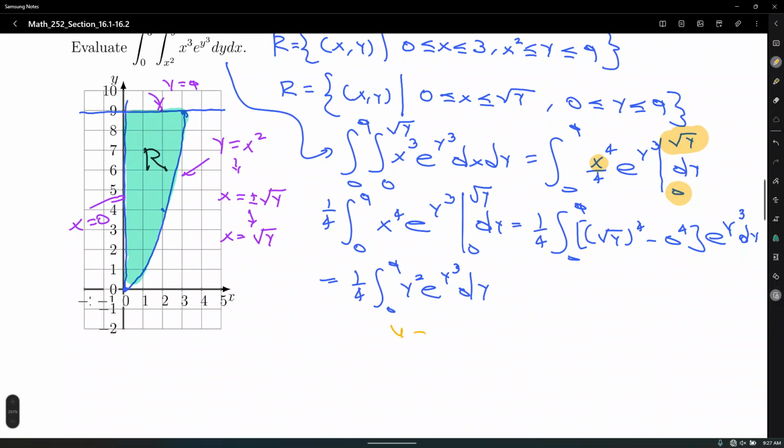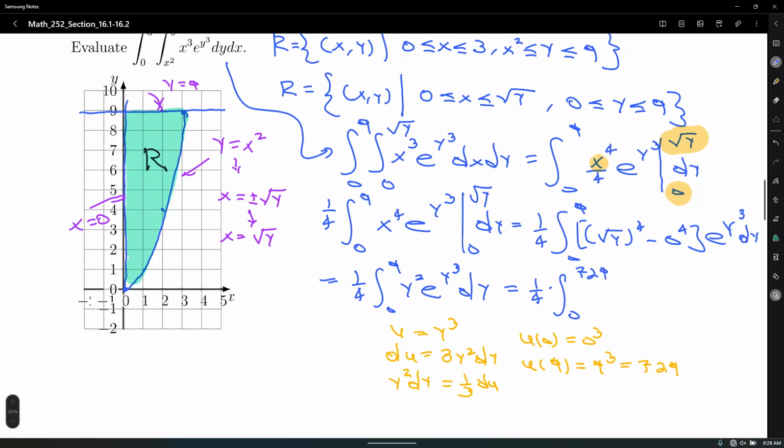Let's call u equals y cubed, du equals 3y squared dy, so y squared dy equals 1/3 du. u of 0 equals 0 cubed, and u of 9 equals 9 cubed, which is going to be a big number, that is 729. So this is 1/4 times the integral, no longer from 0 to 9, but from 0 to 729 of e to the u times 1/3 du.